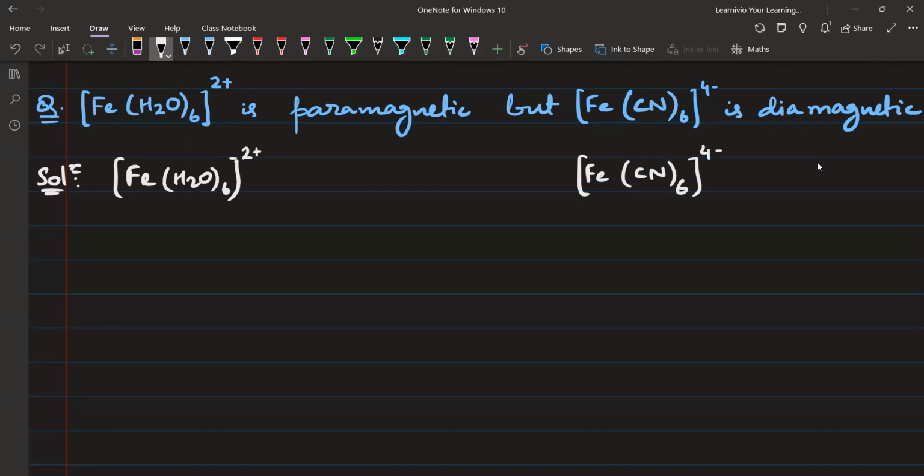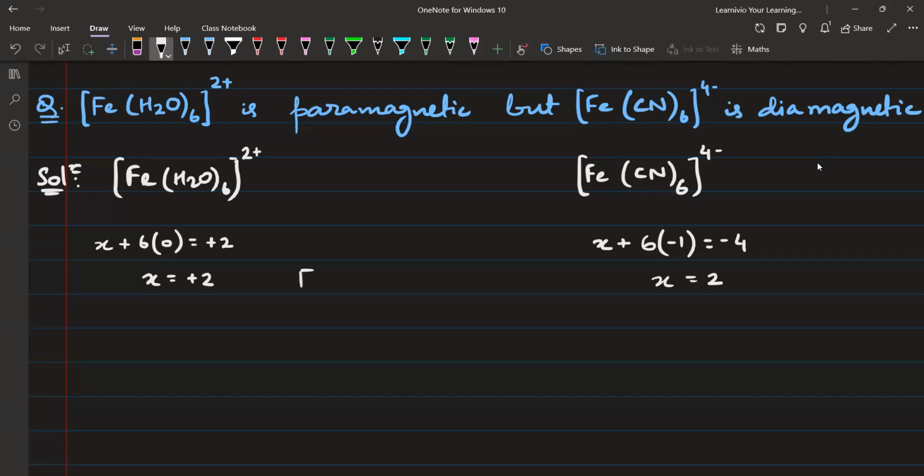Now, if I talk about the oxidation number, then Fe is going to have x plus water. Obviously, it is neutral, so 6 water molecules having zero charge, it is equal to +2. X will be equal to +2. Next case, we take the oxidation state of Fe as x plus 6 cyanide. Cyanide is an anionic ligand having a charge of -1, which is equal to -4. So x will be equal to 6 minus 4, that is equal to 2. So in both the cases, the iron has oxidation state +2.